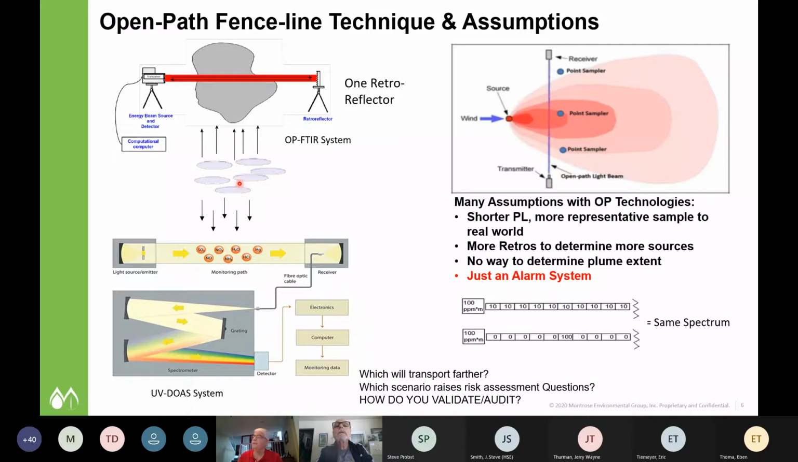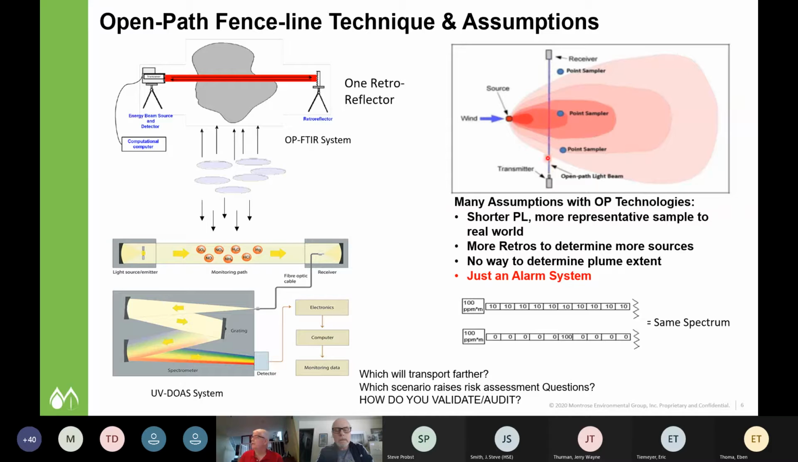To save space, if the wind's blowing this way and you have another system set up, it would be a UV DOAS system, where it's the same basic kind of setup with a reflector and a light source, a little bit different detection system there. You're looking at optical absorbance there.